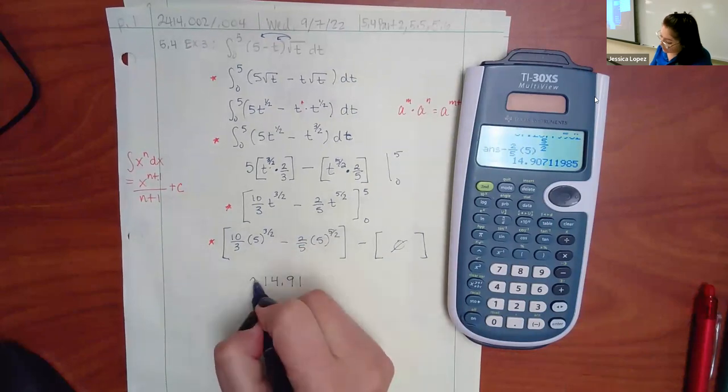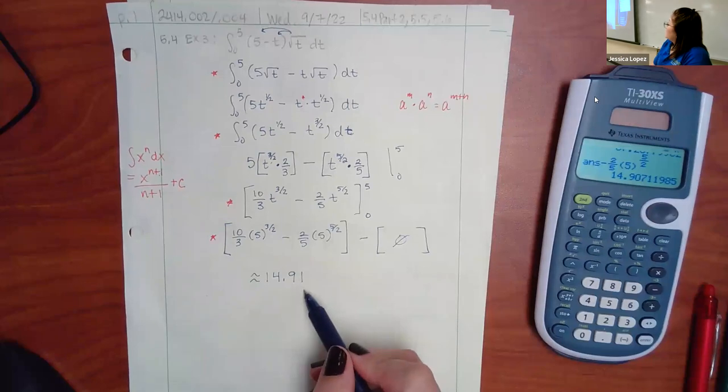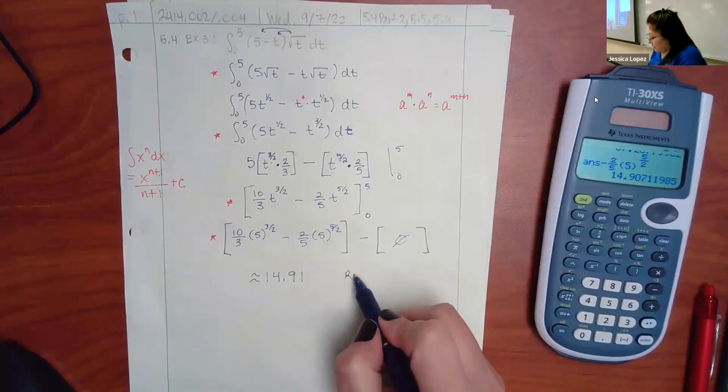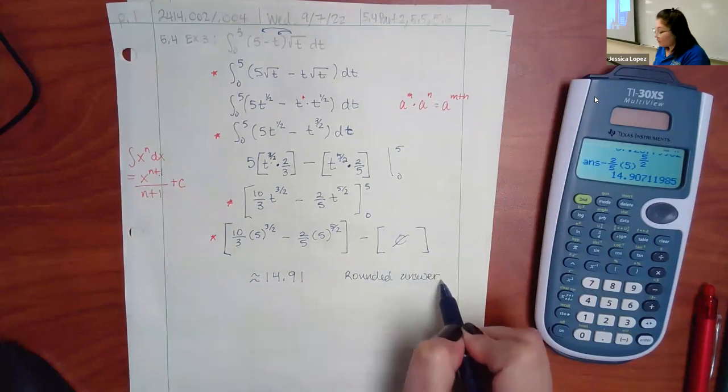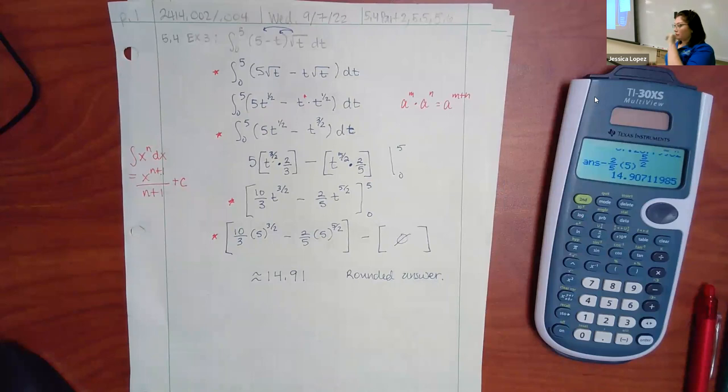Now, this is great if they ask you for a rounded answer. However, I noticed that WebAssign and even on the tests, it just depends on the problem. Sometimes the problem says give you a rounded answer, and then sometimes the problem asks you to give them an exact answer, okay? Now the rounded one is the easiest one because you're just sticking it in your calculator, right? But when they ask you for an exact answer, that's a little bit harder, okay?